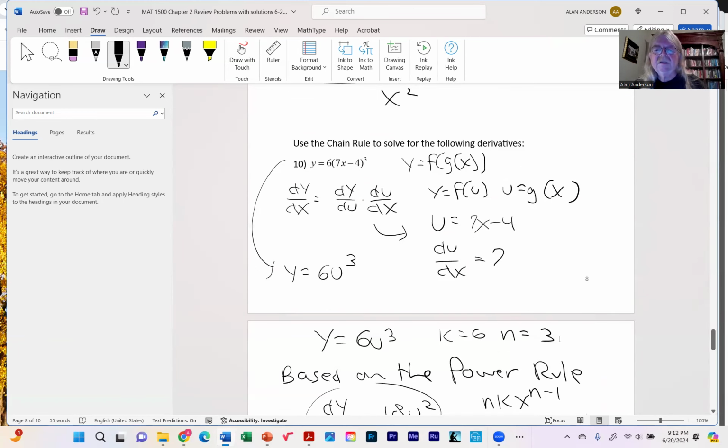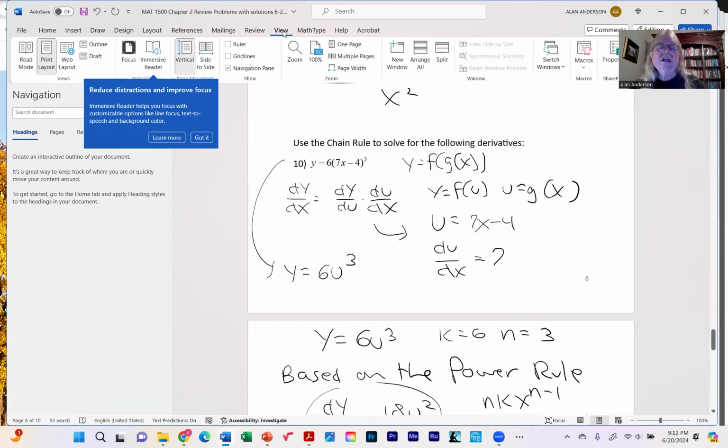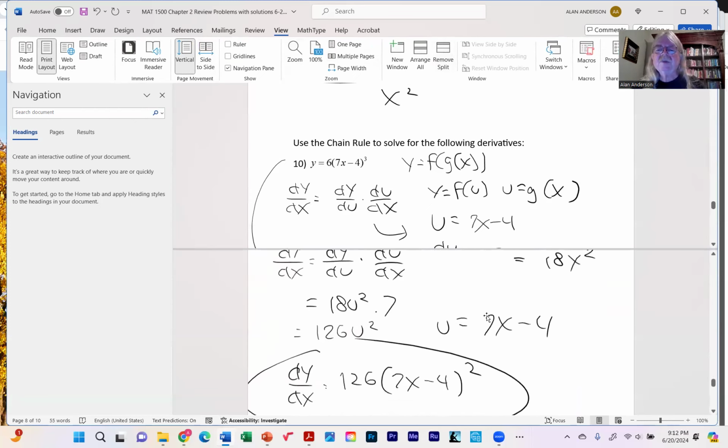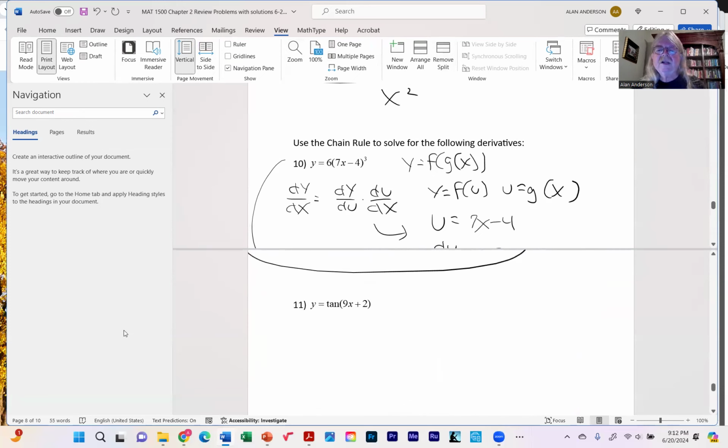For example, actually, let me do one thing here. If you've never seen this before, if you're using a Word document and you get tired of switching around, scrolling up and down and up and down, you can create a split here. So you can scroll around independently. It's very helpful. All right.